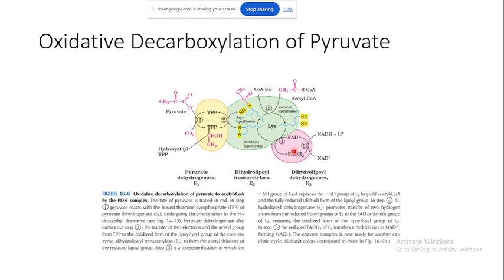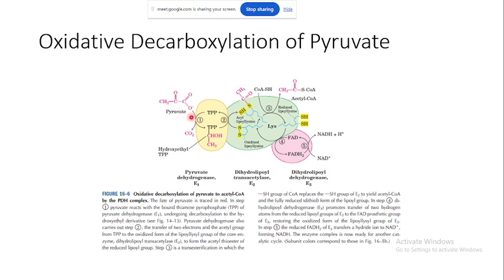So the pyruvate dehydrogenase complex is composed of three enzymes. The first subunit is pyruvate dehydrogenase, which is E1. The second one is dihydrolipoyl transacetylase, which is E2, and the third one is dihydrolipoyl dehydrogenase, E3. Each subunit has individual roles. First, this pyruvate will come to the vicinity of this E1 or pyruvate dehydrogenase. It will release this CO2 molecule from the pyruvate by using TPP as a cofactor.